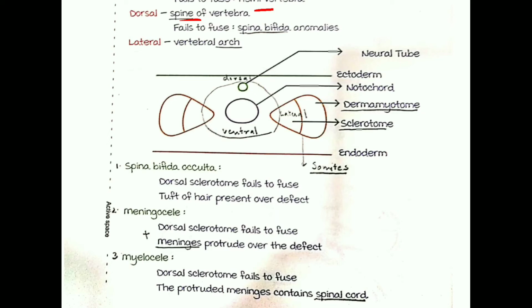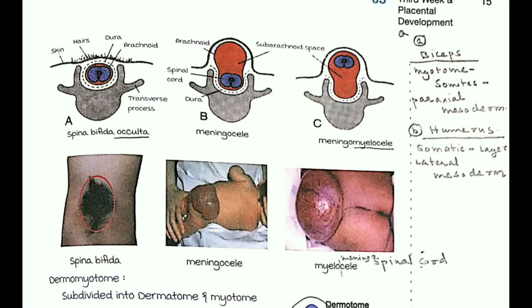So on the dorsal side, failure of fusion can lead to Spina Bifida anomalies, whereas if the ventral side of the sclerotome fails to fuse, then we have hemivertebra. Picture A corresponds to Spina Bifida occulta, which is a failure of fusion of the dorsal sclerotome. The defect is here, and there can be a tuft of hair present over the defect.